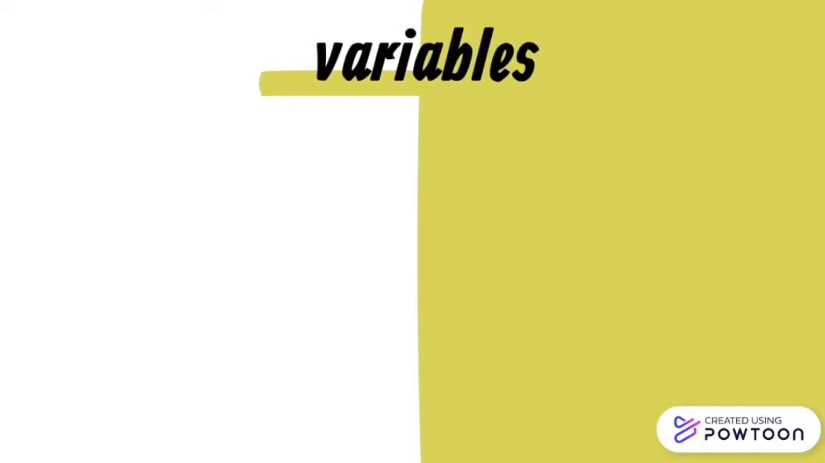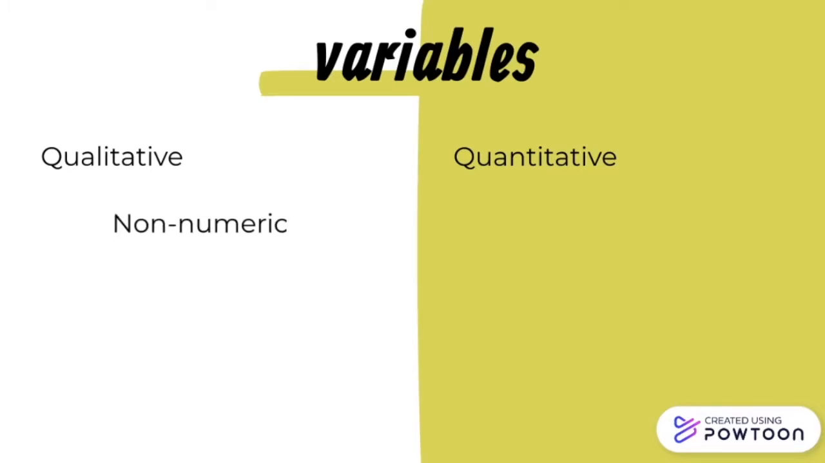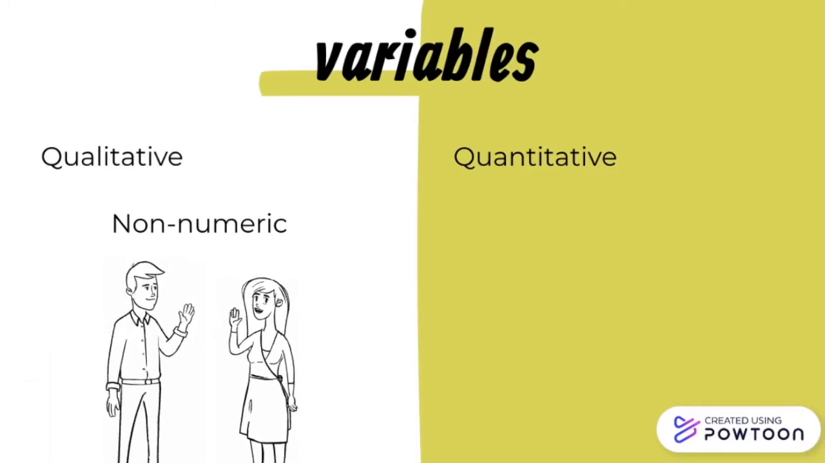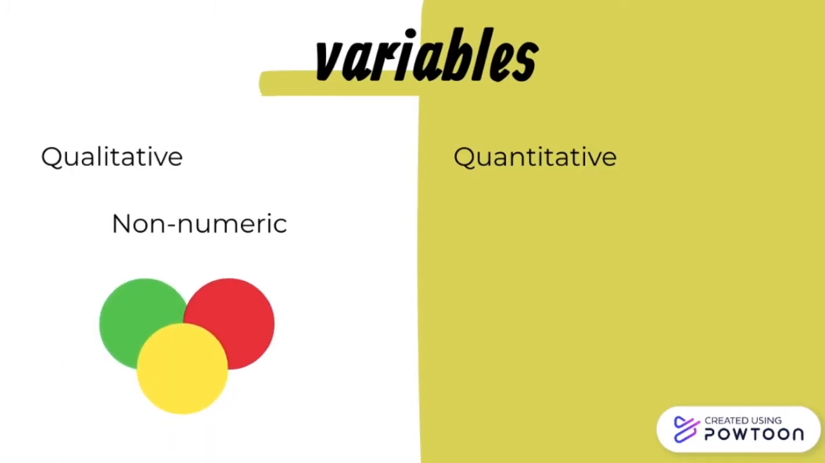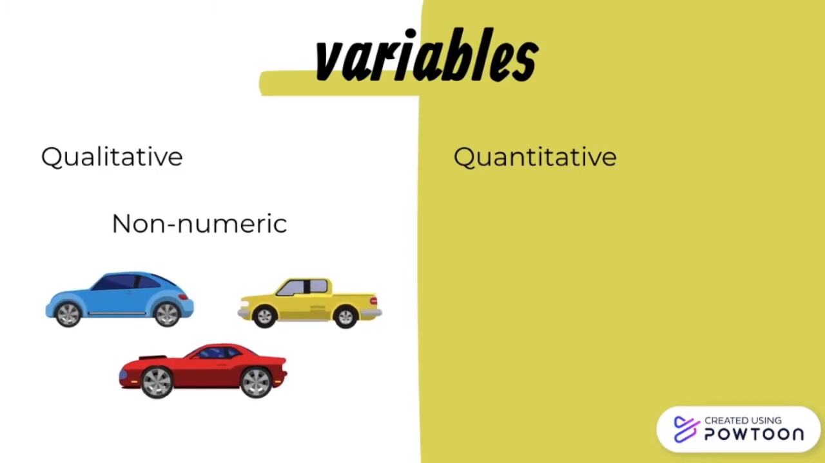And there are two types of variables. The first is qualitative and the second is quantitative. When the characteristic being studied is non-numeric, it is called a qualitative variable. Examples of qualitative variables are gender, eye color, and car brands.